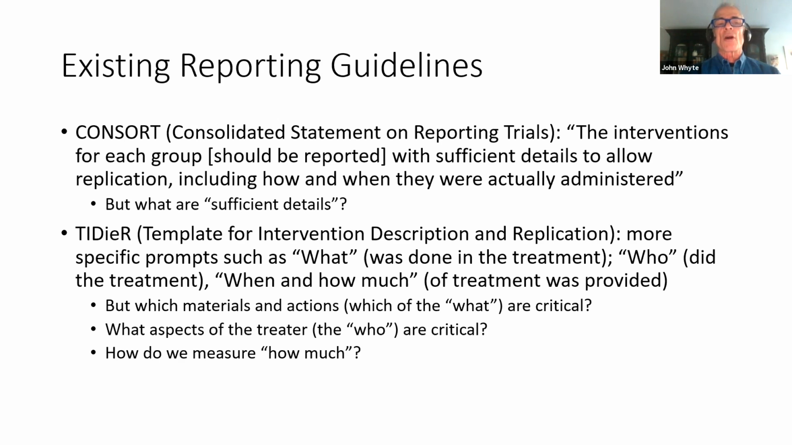And so if you start from probably the most broadly accepted reporting guideline, CONSORT, the Consolidated Statement on Reporting Trials, what it says about treatment is the interventions for each group should be reported with sufficient details to allow replication, including how and when they were actually administered. But of course, that leaves it completely up to the judgment of the investigator as to what are sufficient details. And we know from a lot of clinicians reading these articles that what investigators think are sufficient details, clinicians usually think are insufficient details for them to adopt the treatment.